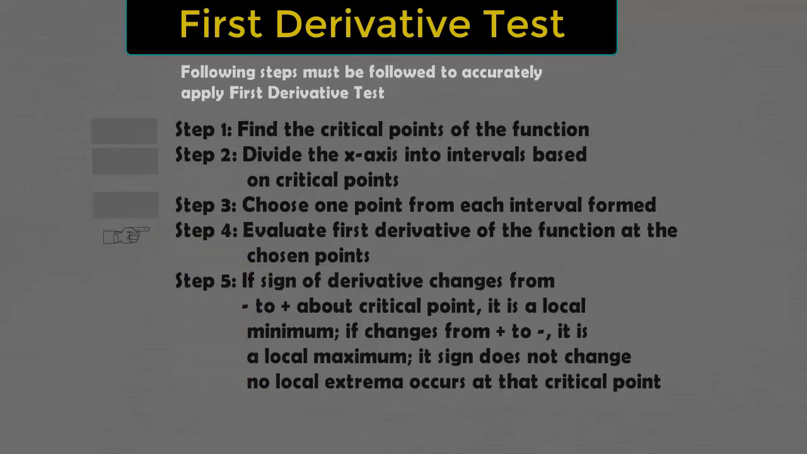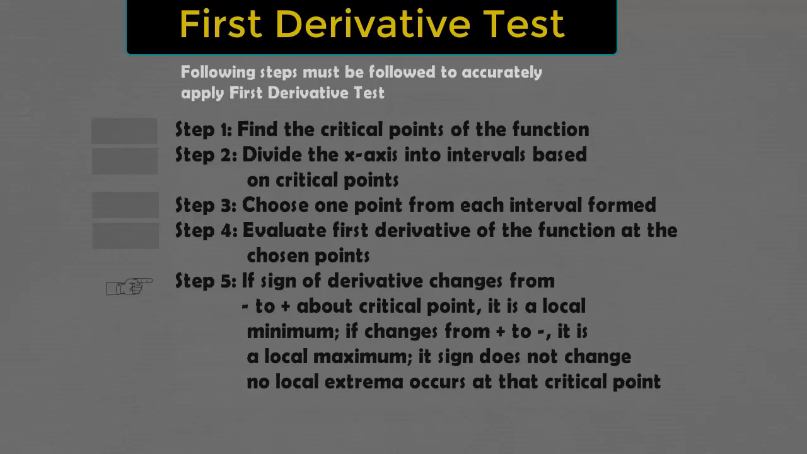Step 4. Evaluate the first derivative of the function at the chosen points, and note down the sign at each point you have evaluated. Step 5. This step is important because it can be used to determine whether at a certain critical point a local minimum or local maximum value of the function occurs. In order to find that out, keep in mind the following sign changes about a critical point.